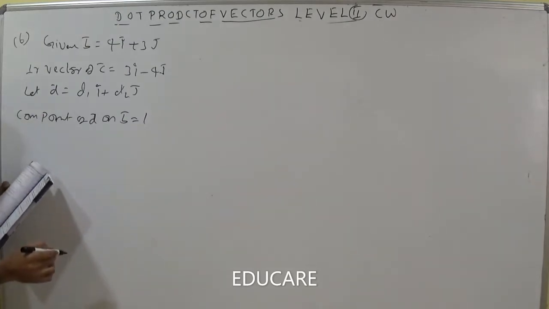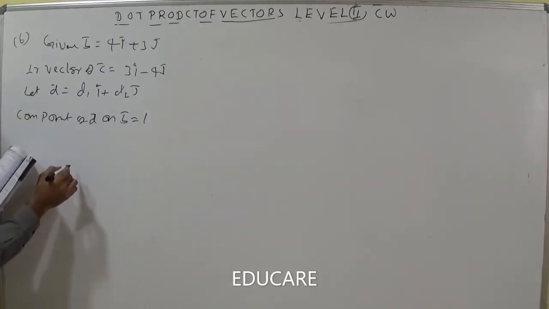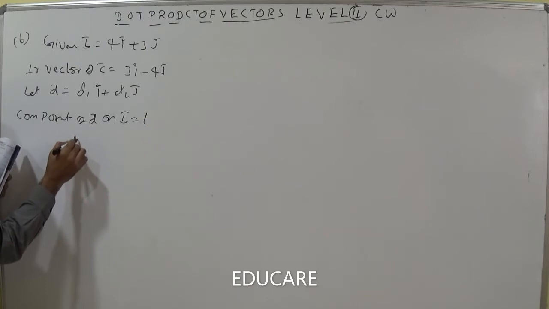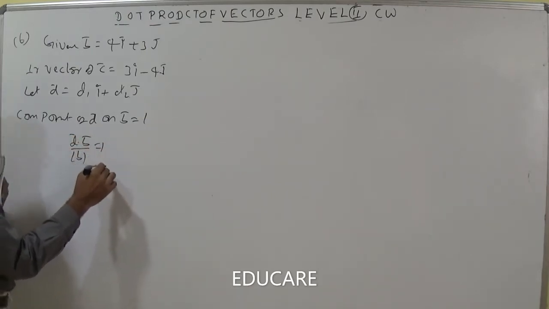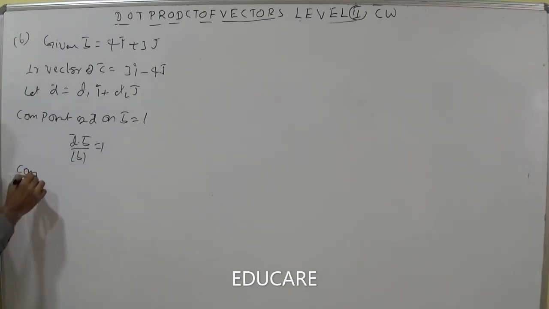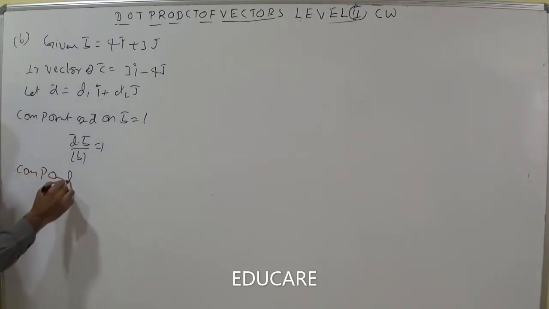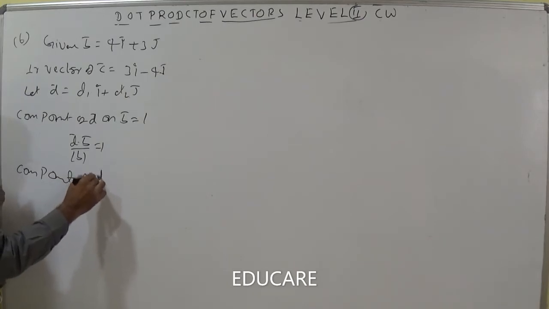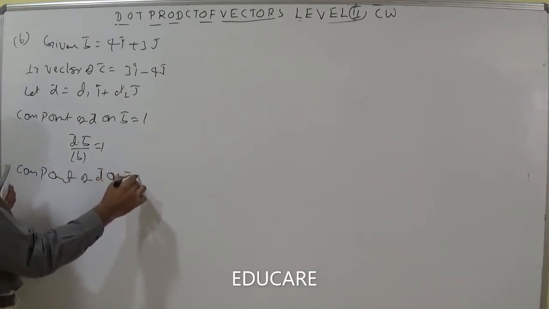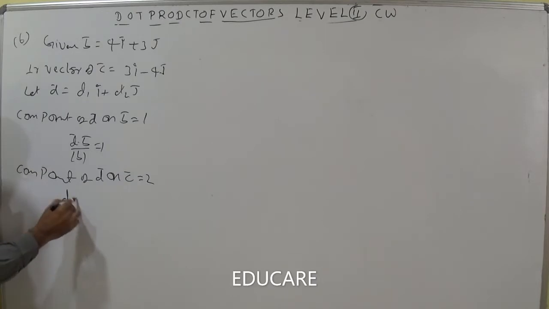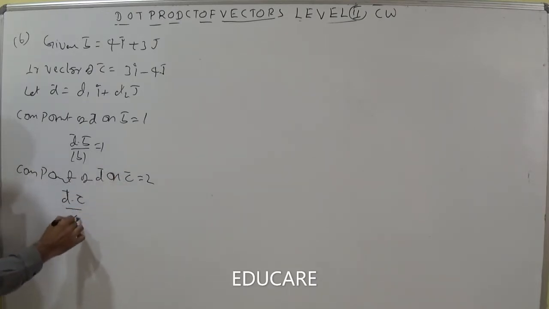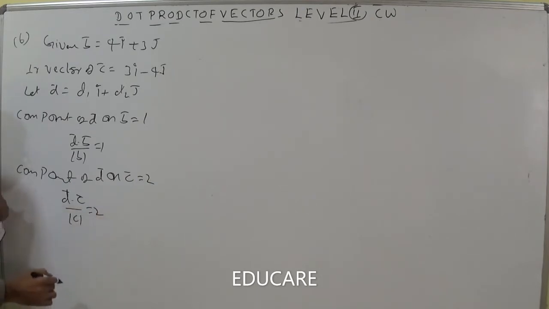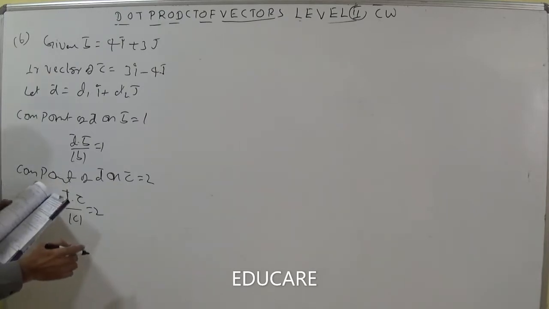1 is given. So you can understand now: D bar dot B bar by modulus of B bar equals 1. Next, the component of D bar on C bar is given as 2. So D bar dot C bar by modulus of C is equal to 2. Using the data, we can calculate the vector.